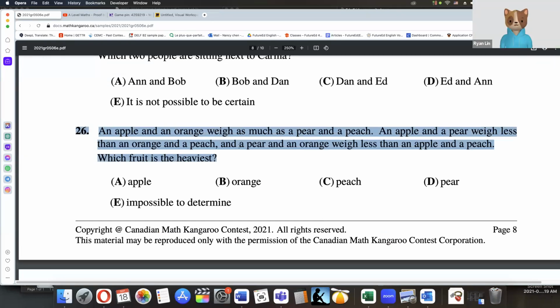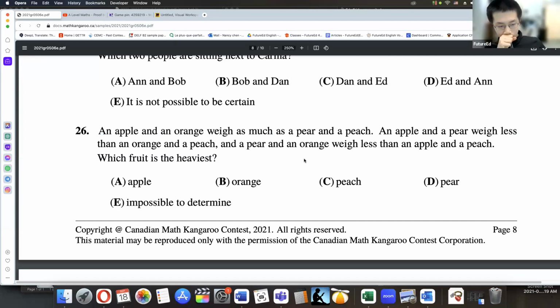An apple and an orange weigh as much as a pear and a peach. An apple and a pear weigh less than an orange and a pear, and a peach and an orange weigh less than an apple and a peach. Which fruit is the heaviest?